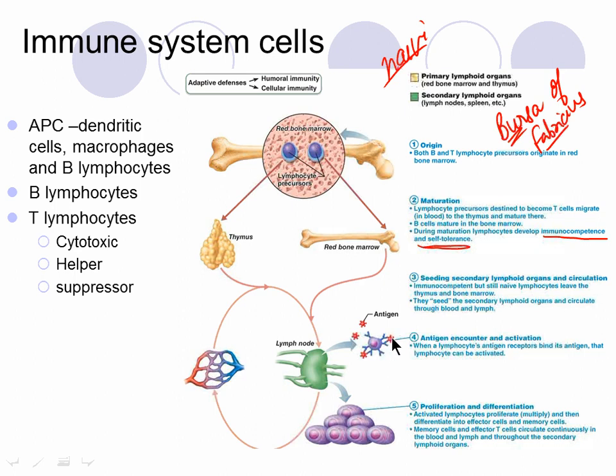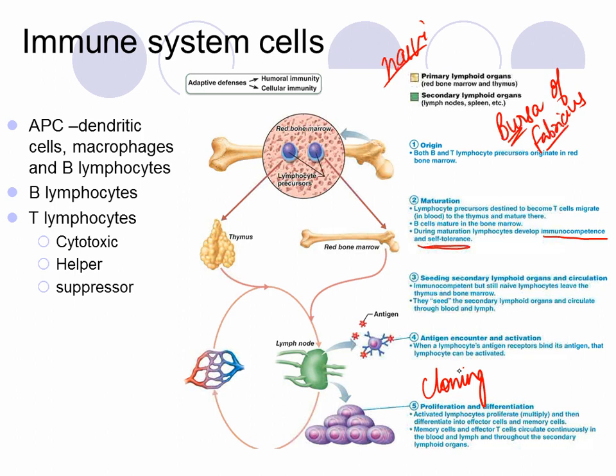It comes in contact with the antigen that it was programmed, it was trained to react with. So then it becomes activated. And this is a single lymphocyte. One lymphocyte is not going to be able to do the job against that antigen, right? So the moment it comes in contact with the antigen, it undergoes cloning, or what is called proliferation.